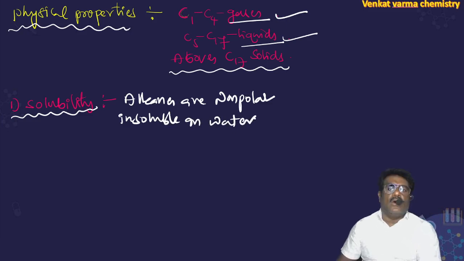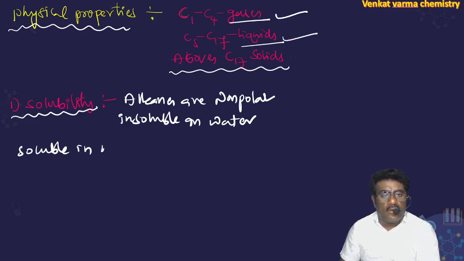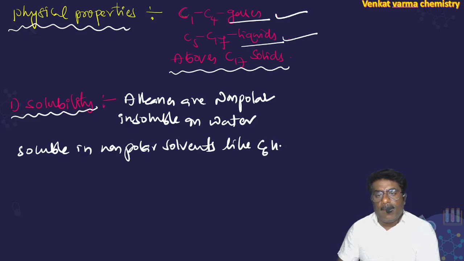Alkanes are non-polar. They are insoluble in water, but soluble in non-polar solvents. What are the non-polar solvents? Non-polar solvents like benzene and carbon tetrachloride. Yes. Have a look at the boiling point of alkanes.